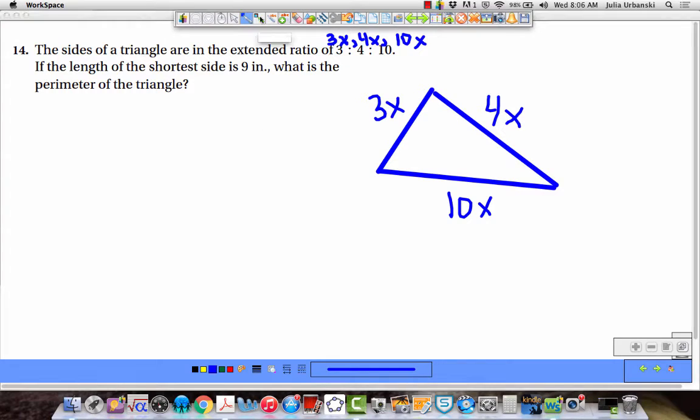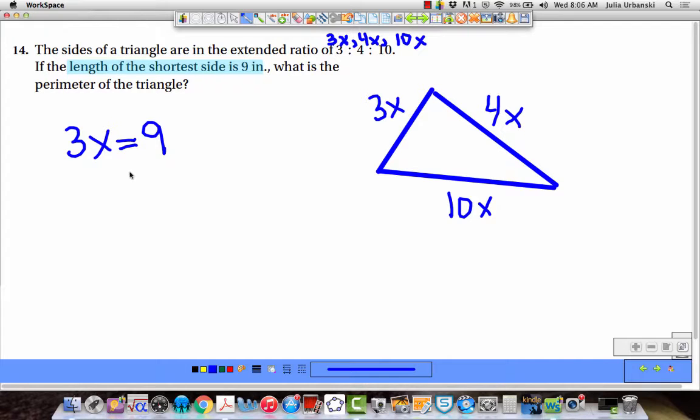What is my clue there? Right here, what is my clue? Length of what? Shortest side. So the equation is only going to have to do with the shortest side. 3x, that's obviously smaller than 4x or 10x. So 3x equals what? 9. Okay, every problem can be asked in a different way, but this trick still works. Any question on where that 3x equals 9 came from?